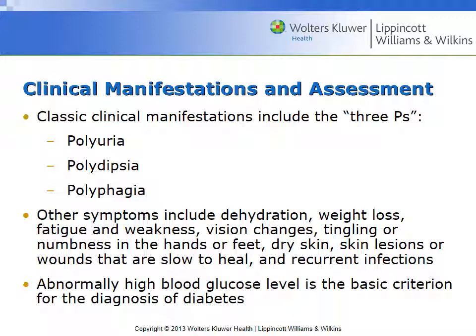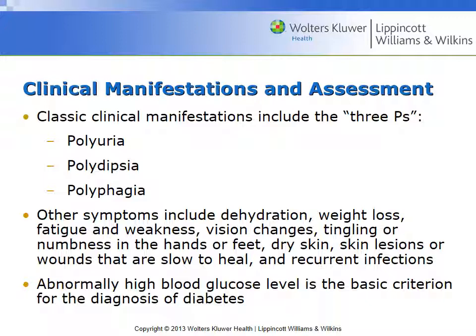Clinical manifestations and things that you will see in your patients in assessment include the classic clinical manifestations of diabetes, which are your 3 Ps: polyuria, polydipsia, polyphagia. Polyuria means increased urine output, polydipsia means increased thirst, and polyphagia means increase in hunger.